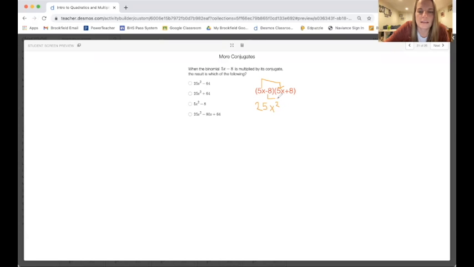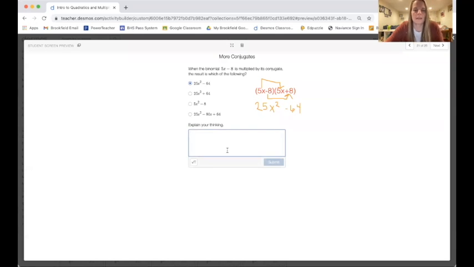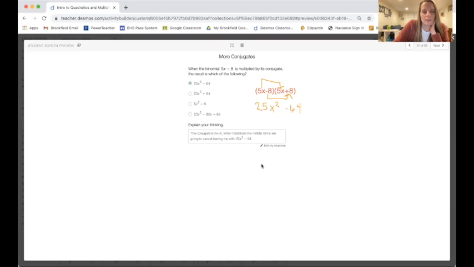And negative 8 times positive 8 is negative 64. So we've got that first choice here. Explain your thinking, right? So I would just kind of explain exactly what I did. The conjugate is 5x plus 8. When I distribute, the middle terms are going to cancel, leaving me with 25x squared minus 64. Pretty straightforward.